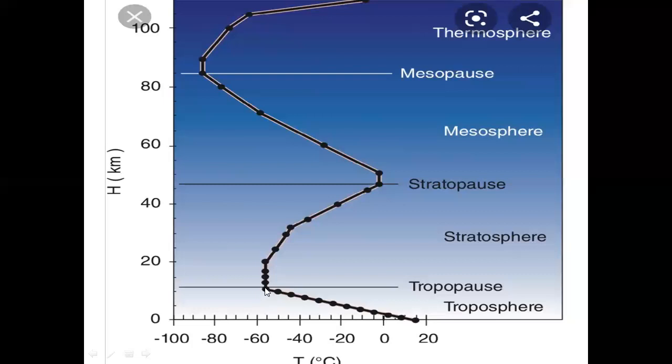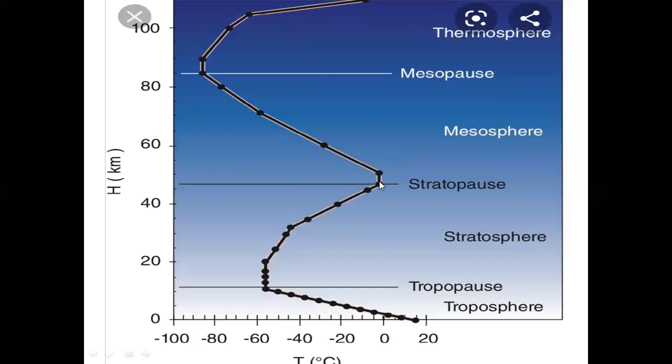And after minus 55 degrees centigrade, when we go to the stratosphere, you can see the temperature increases from minus 55 to minus 5 degrees centigrade. This increase in temperature, I told you, is due to the ozone present in the stratosphere, which absorbs the ultraviolet radiation and converts it into heat, which increases the temperature of this layer.